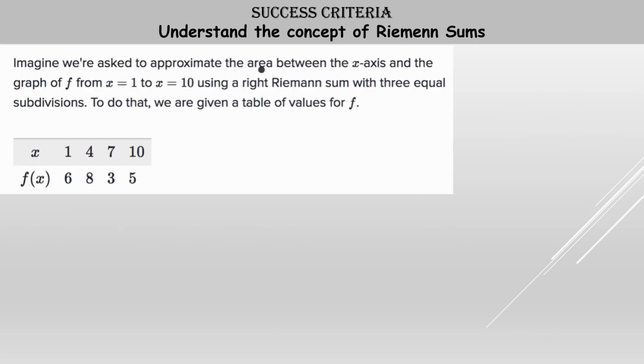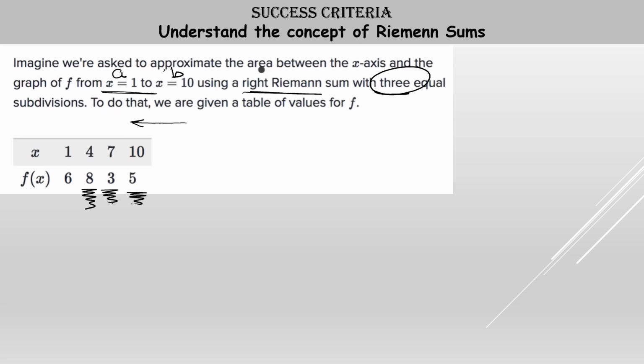Next question. Imagine we are asked to approximate the area between the x-axis and the graph from x equals 1 to 10. So x equals 1 is A and x equals 10 is B, using a right Riemann sum. Right Riemann sum means that we read the graph from right to left, which means we are going to take this point and this point. How many subintervals are given? 3 equal intervals, so you will take the 3 points.